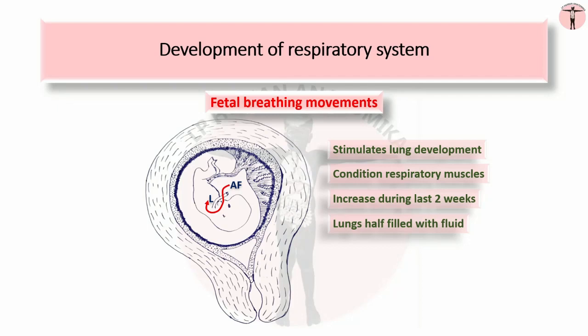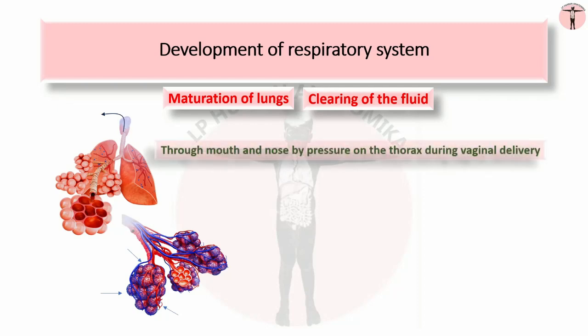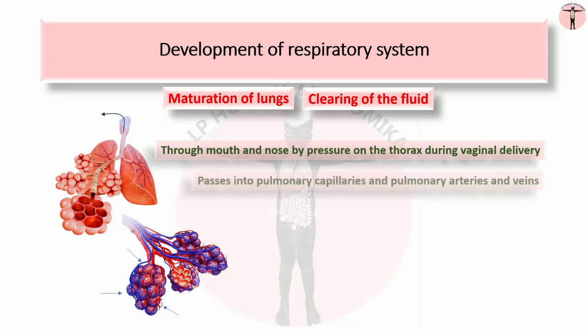At birth, the lungs are approximately half filled with fluid which is derived from the amniotic cavity, the lungs, and the tracheal glands. When respiration begins at birth, most of the lung fluid is rapidly resorbed by the blood and lymph capillaries, and a small amount is probably expelled via the trachea and bronchi during delivery. So the fluid in the lungs is cleared at birth by 3 routes: through mouth and nose by pressure on the thorax during vaginal delivery, into the pulmonary capillaries and pulmonary arteries and veins, and into the lymphatics.